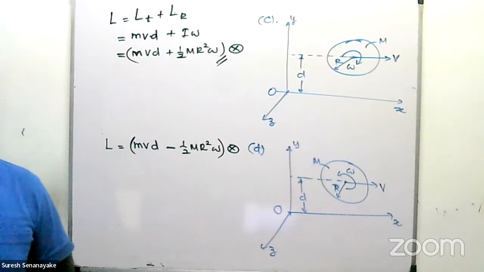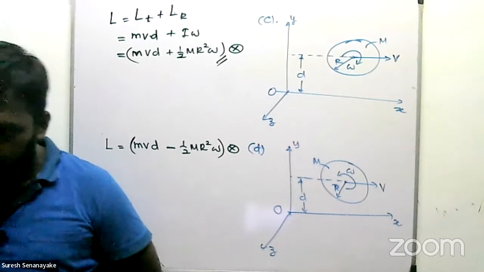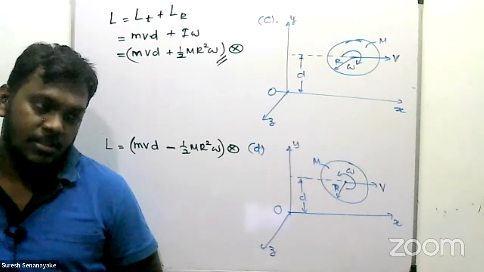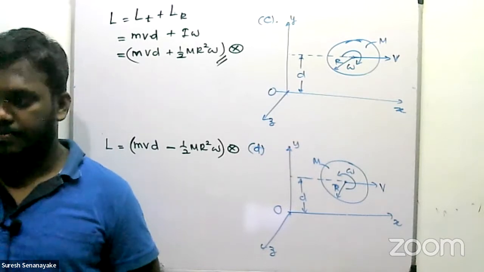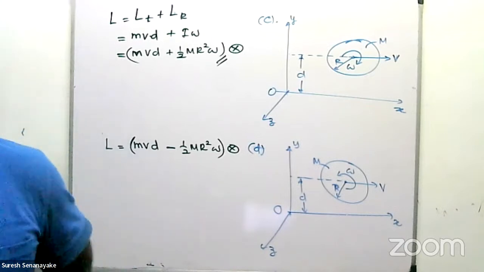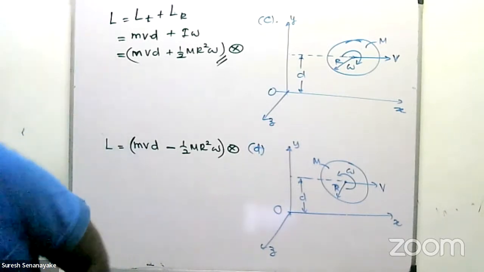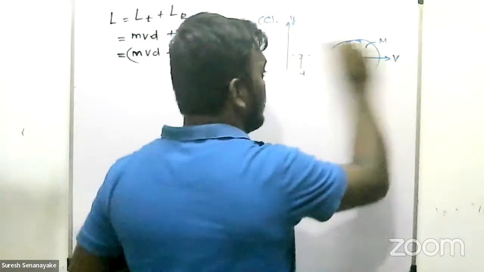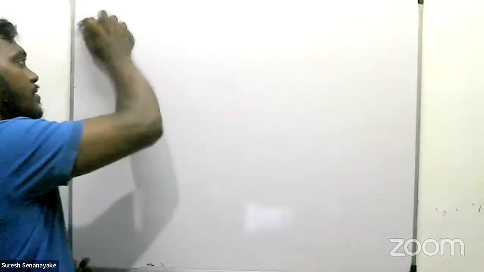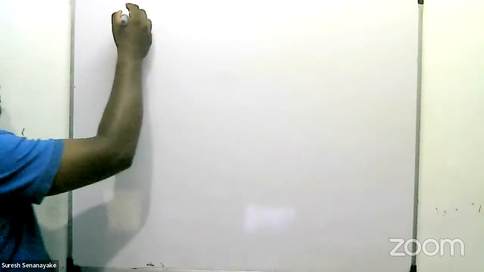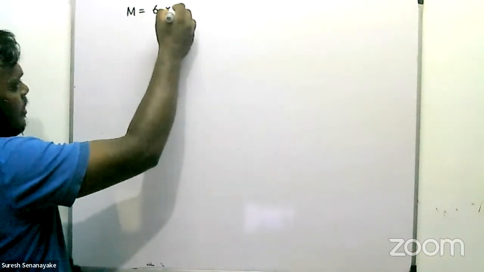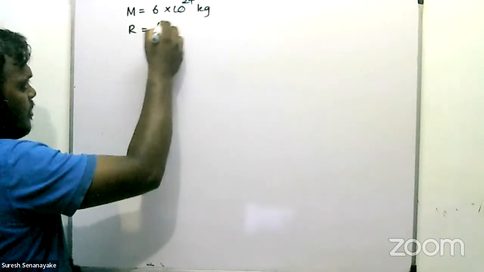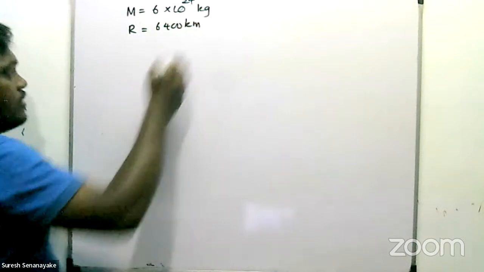Okay, then take this data. The mass of the Earth is 6 × 10^24 kilograms, and the radius of the Earth is 6,400 kilometers.